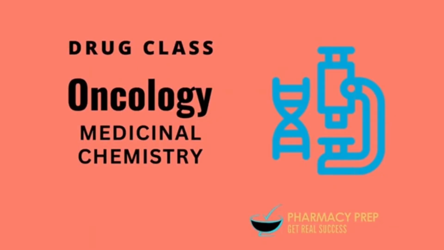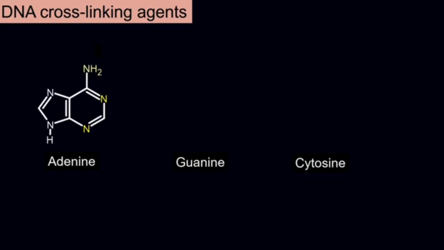Next, we talk about the important class of drugs in oncology medicinal chemistry. Among the oncology medicinal chemistry, there are several classes of drugs. The first, I like to start with the alkylating agents. They're also known as DNA cross-linking agents. They alkylate mainly the DNA of the cells, so that way they prevent DNA replication. The alkylating agents are mainly based on 3 major nucleic acid bases: adenine, guanine, and cytosine.